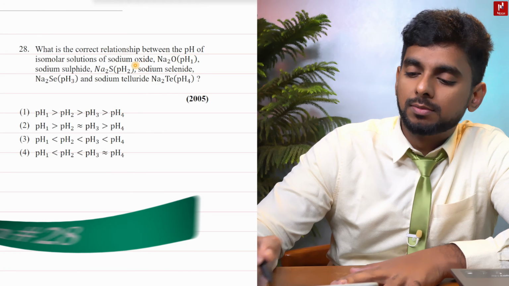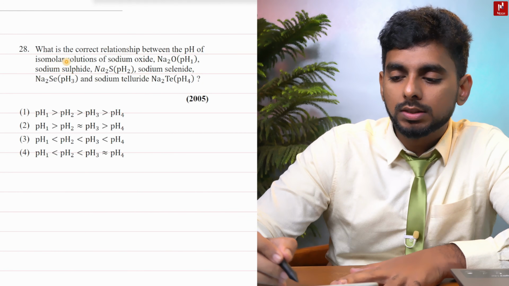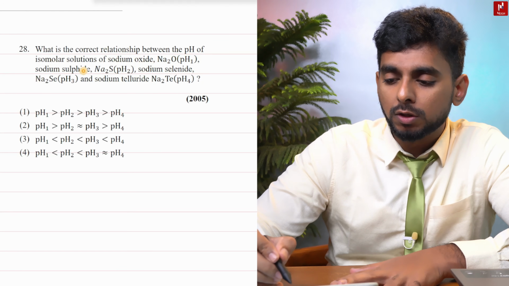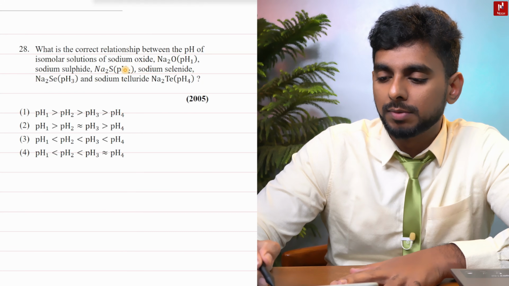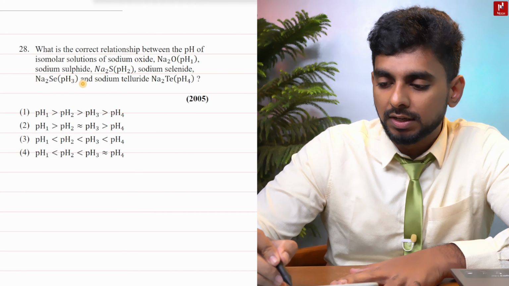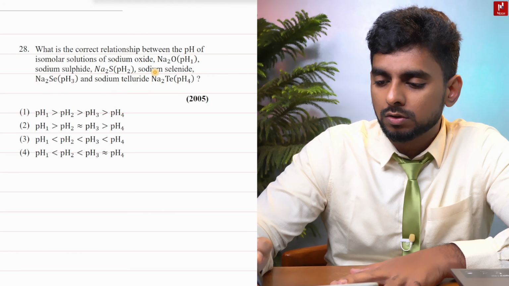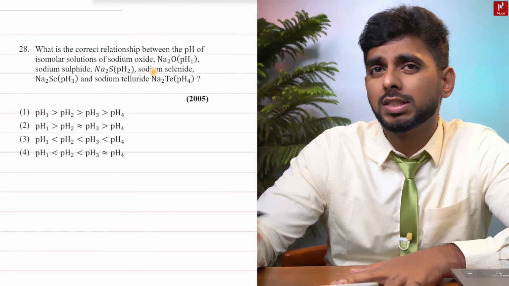This question is a little bit tricky. Let me read the question. What they've given over here is, what is the correct relationship between the pH of isomolar solutions of sodium oxide, sodium sulfide, sodium selenide, and sodium telluride? Okay, so they've given you four different compounds, and they're asking us to find the pH of their isomolar solutions.